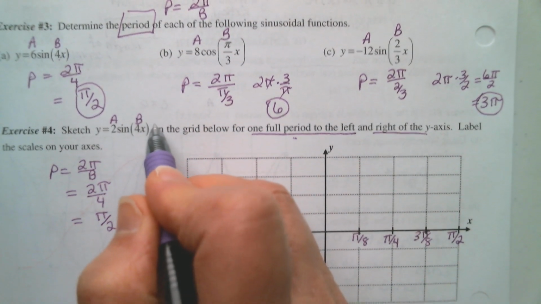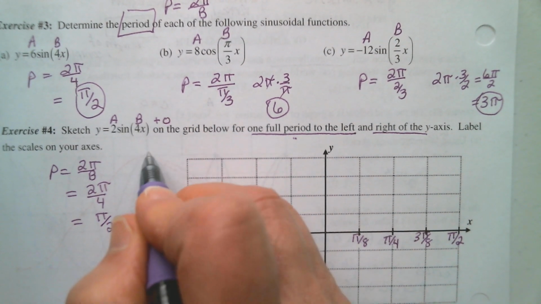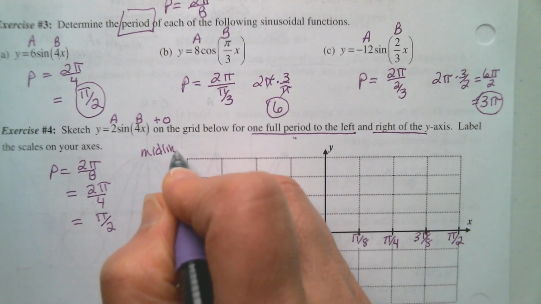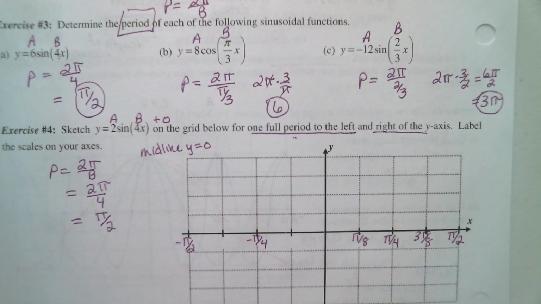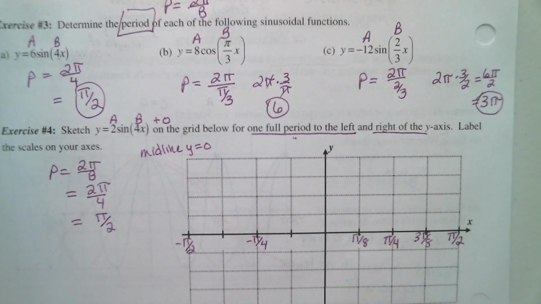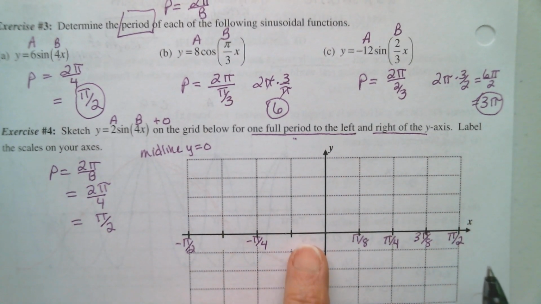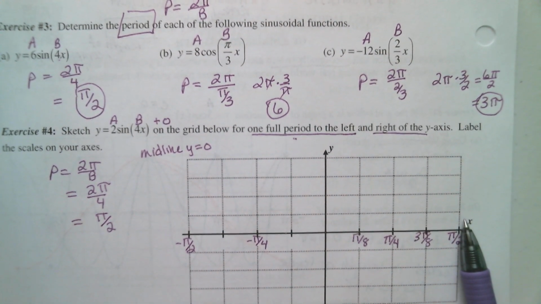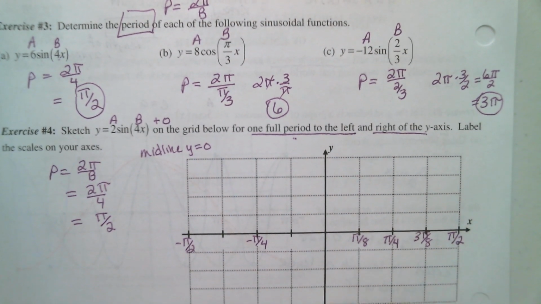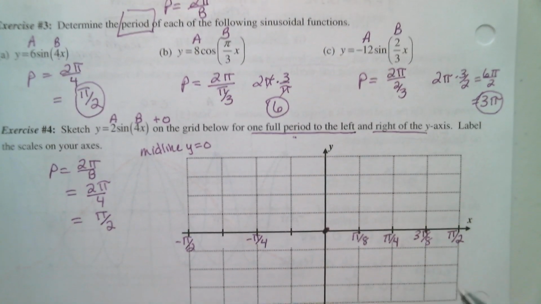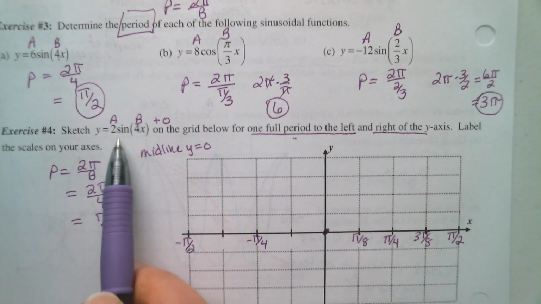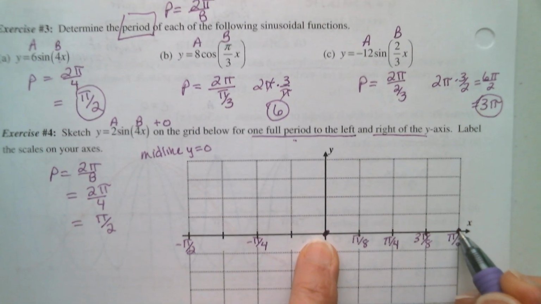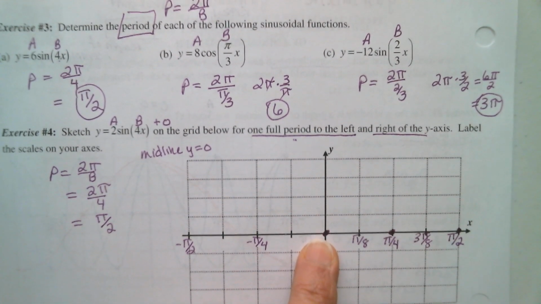There's no C value, right? This would be a plus 0. So our midline is the x-axis. We have to fit in one complete sine cycle from 0 to pi over 2. Where does sine start? It starts on the midline. So it starts here. It's going to go up to its max. Well, I always like to do start, end. So start on midline, end on midline, midway between on midline.